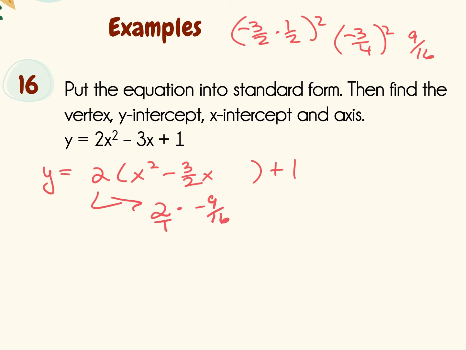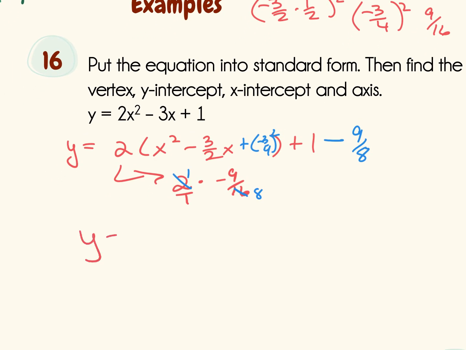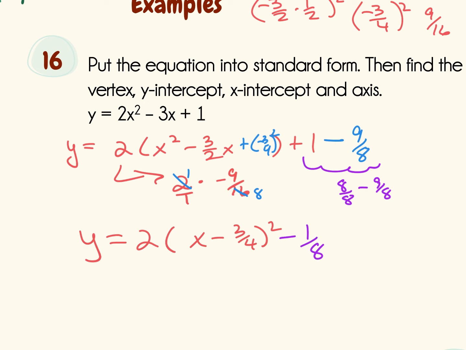I could simplify diagonally here, make this a 1, make this an 8. So what I'm subtracting here is going to be 9/8. In here, I'm going to put the 3/4 squared. So now I factor it. x minus 3/4 squared, and then I have to combine this. I'm going to make my whole number 8/8, and when I subtract it, I get 1/8.